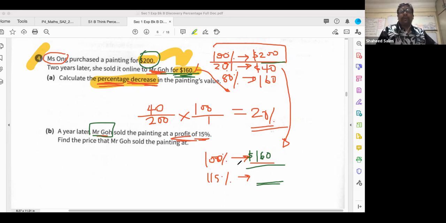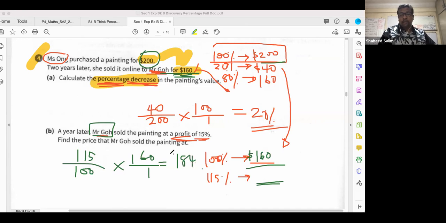So now you want to find 115, very simple lah. Just do like that. Put 1 here. What you want to find? You want to find 115, right? What is this? Percent. So below must be percent. So what percent? 100 here, and put a 160 here. And you will get the answer, $184. You'll get it or not?